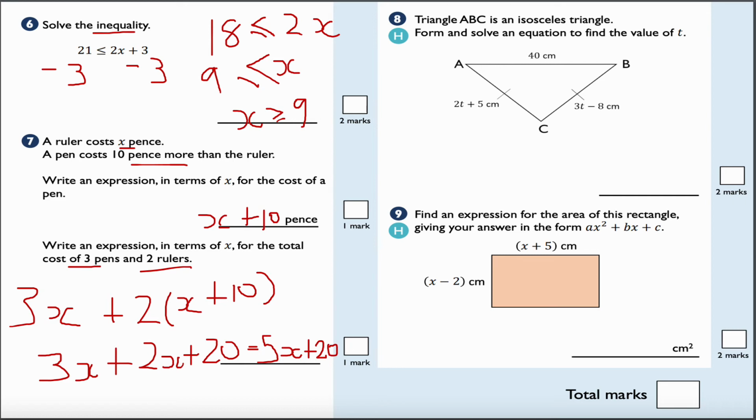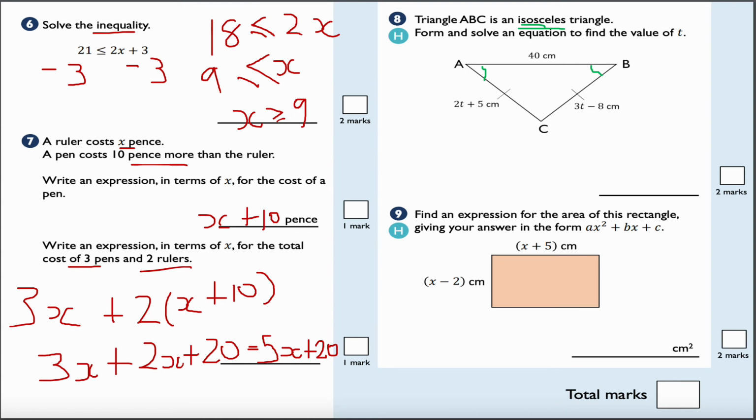This is question number 8, guys. The H stands for higher tier, so it's for those students that are trying to push themselves a bit higher and a bit further. Triangle ABC is an isosceles triangle. Form and solve an equation to find t. These two lines mean that this length and this length are the same. It also means that that angle and that angle are the same as well, if you're interested. Isosceles means that 2 angles are equal and 2 lengths are equal.